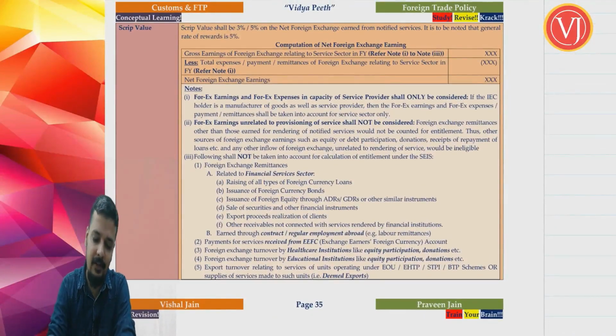On net foreign exchange earnings. The notified percentage may be 3% or 5%. The question will give you the percentage. So this 3% or 5%, let us call it the notified percentage. It should be on net foreign exchange earnings from the notified services.